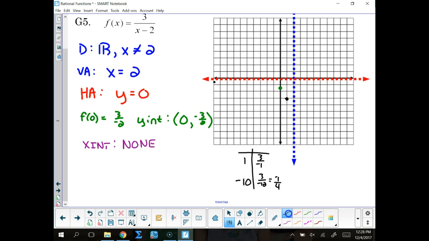Do I have enough points on the left side of my vertical asymptote? Yeah. I feel so. If I go on to the right side of my vertical asymptote, 1, 2, and 3. If I put 3 in there, I get 3 over 1. That is going to be 3. If I put in 5, I get 3 over 3, which is 1. And if I put in 10, I get 3 over 8.